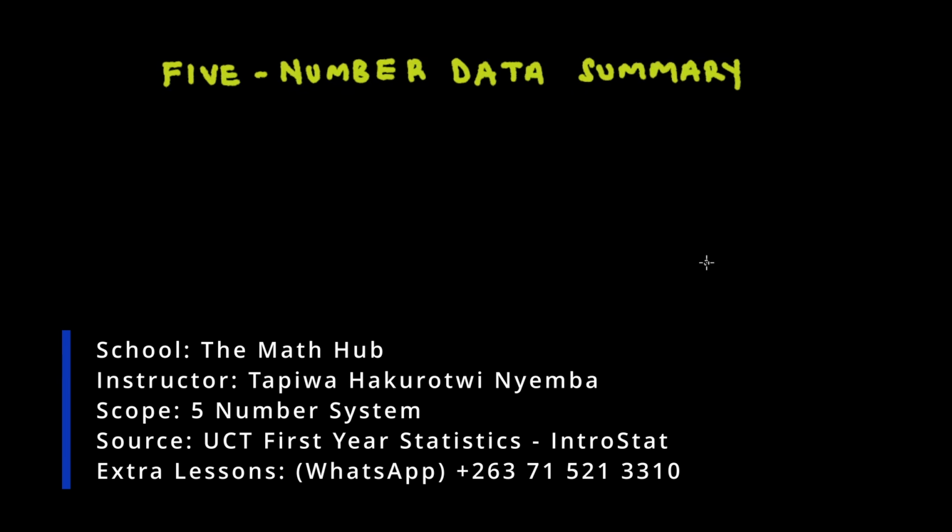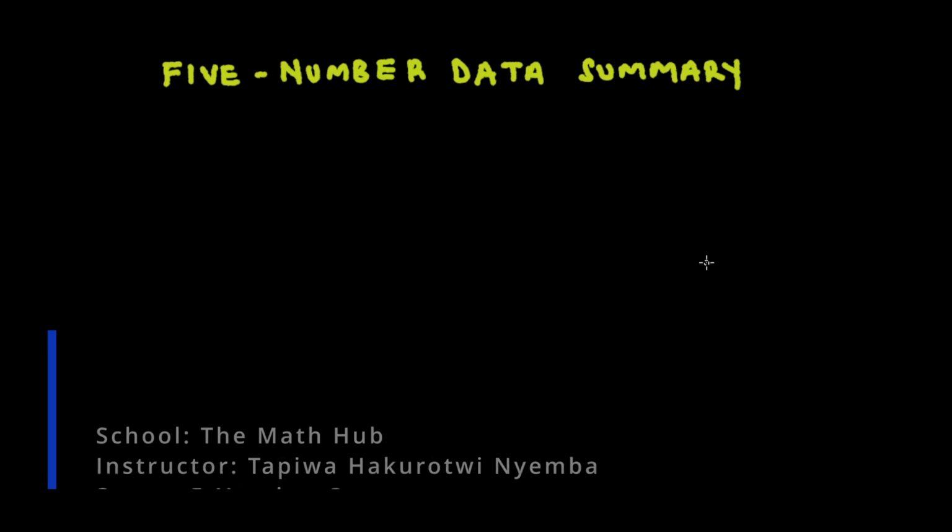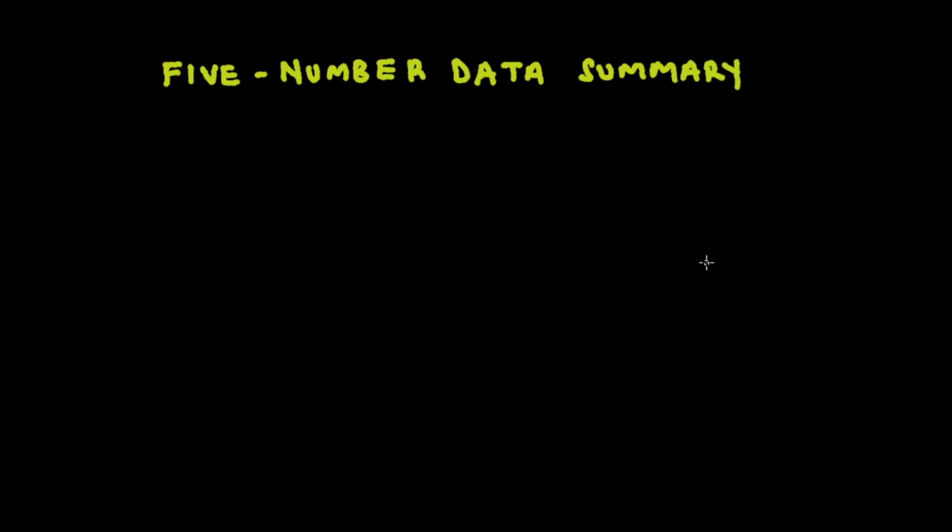In today's lesson, we are going to look at what we refer to as the 5-number data summary. When we started these lessons, in our previous lessons, we said that statisticians obtained a feel for the data they were about to analyze in two ways.